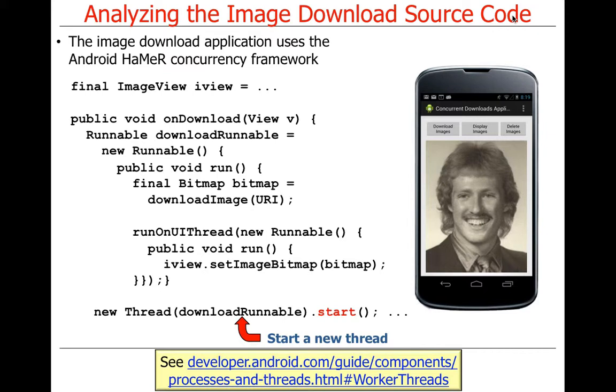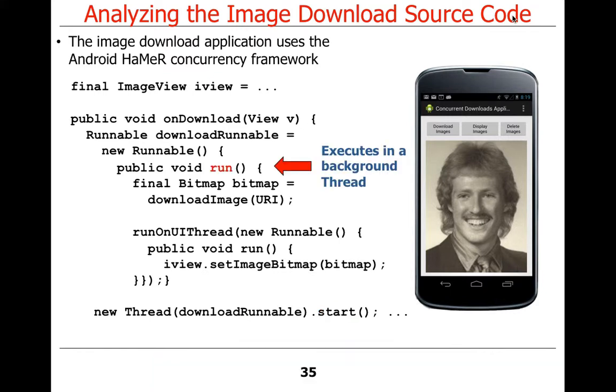Yes, Lawrence? I thought that in Java, Runnable is an interface, and therefore isn't instantiable. Runnable, in fact, is an interface, except what we're doing here is implementing what's known as an anonymous inner class. So we're saying new Runnable, and then through the magic of Java, we're defining its run hook method in place. We're not defining a separate class called DownloadRunnable or something like that.